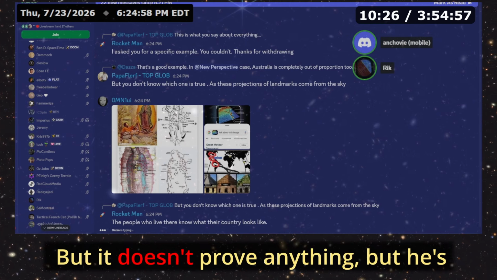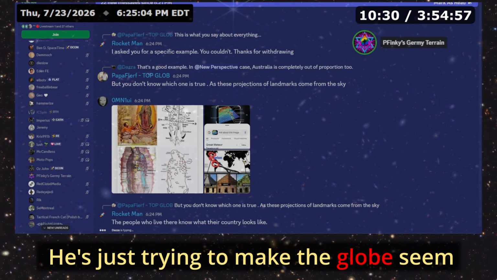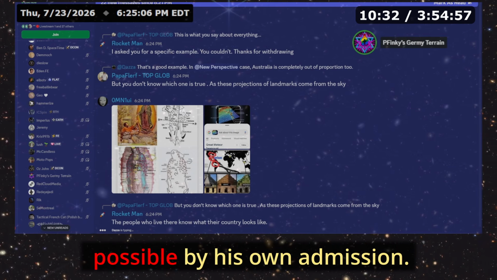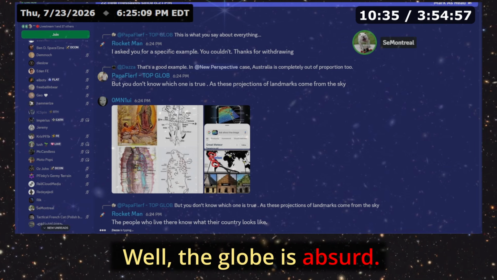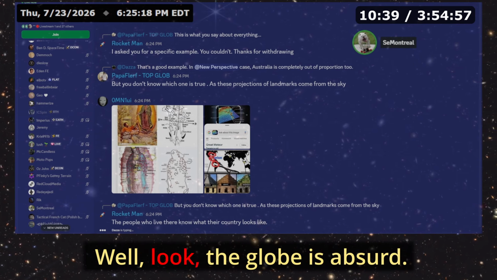But it doesn't prove anything. But he's not trying to prove anything. He's just trying to make the globe seem as absurd as possible by his own admission. Well, the globe is absurd. I mean, you just don't understand the globe. That's the problem. Well, look, the globe is absurd.